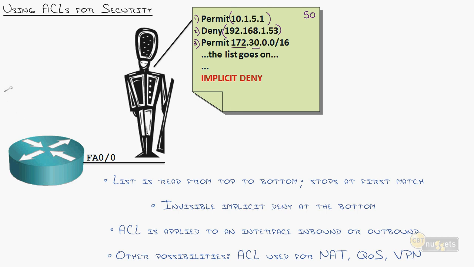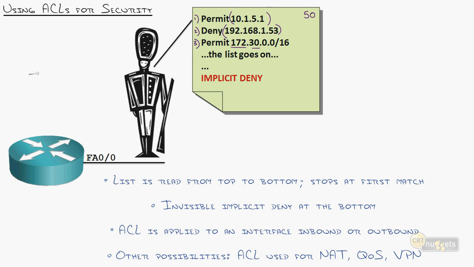So if I have some guy down here that's 172.30.1.52, he'll come in. The router says, okay, well, you are 172.30/16. That says the first two octets are relevant. So that's what I'm going to look at. So you are permitted. I don't really care that you have 1.52 on the end. That's fine. So that's kind of how the list is read.